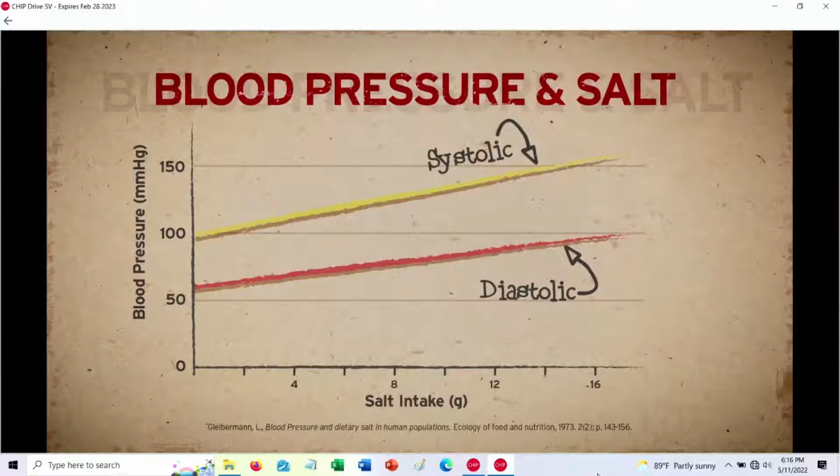Those societies and cultures with the lowest salt intake also had the lowest blood pressure, and those with the highest salt intake had the highest blood pressure. The higher the salt, the higher the blood pressure.